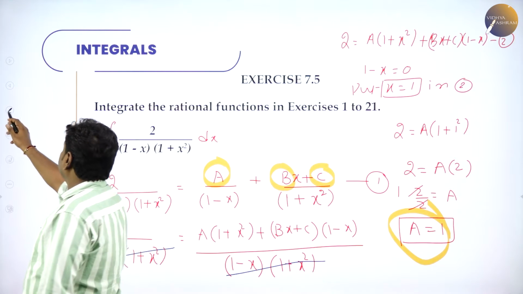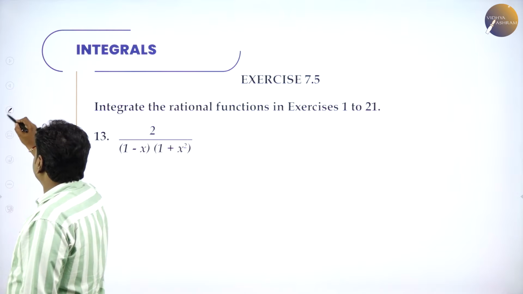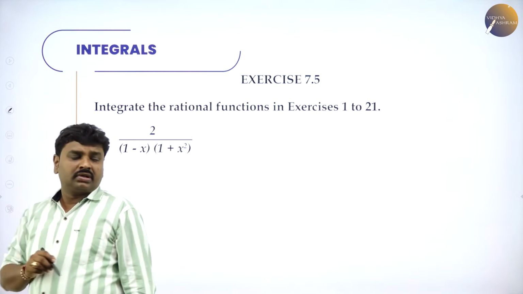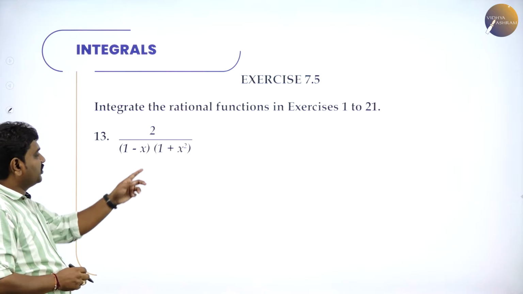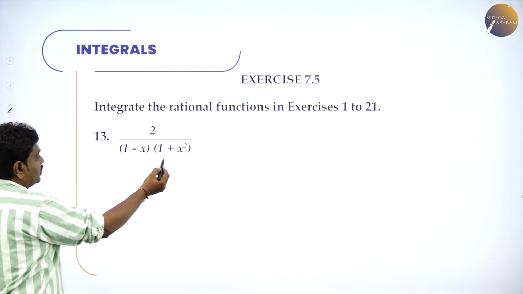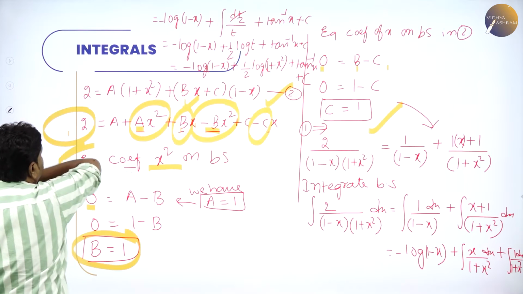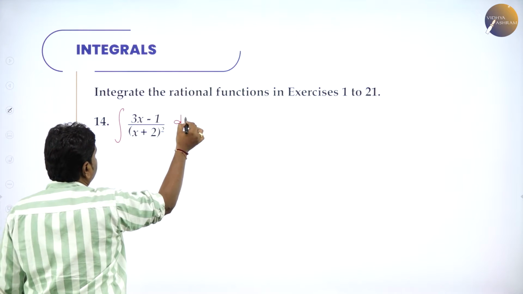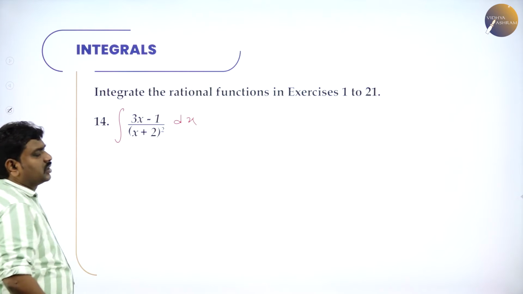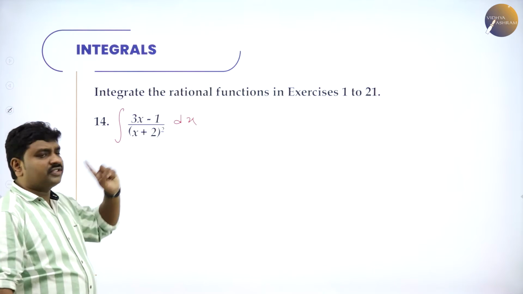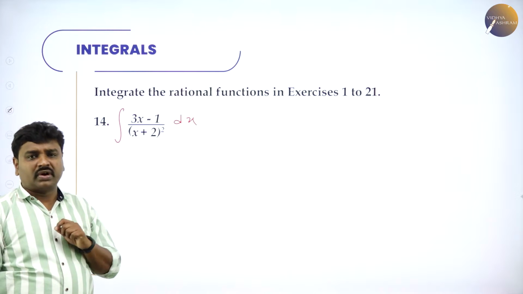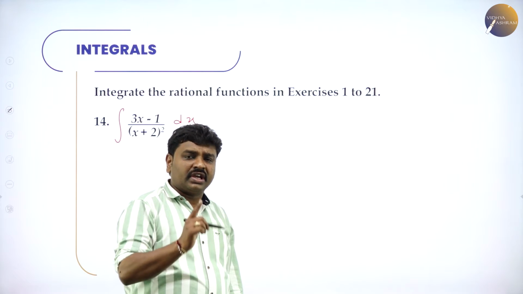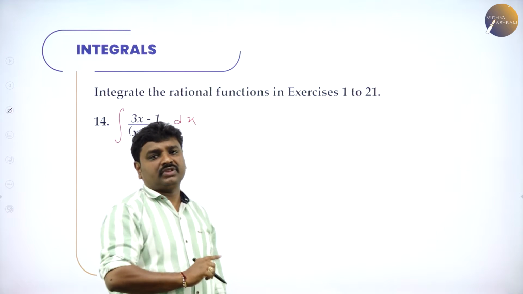So now we'll go ahead with some more numericals. So now second one, this is also same, 2 divided by 1 minus x by 1 plus x square. So this factor, with this we have done 13. So now second question, integration of 3x minus 1 divided by x plus 2 the whole square. Simple method is make it as a quadratic equation, then linear by quadratic equation I taught you.